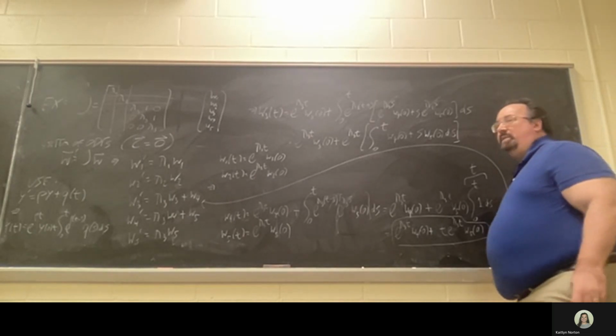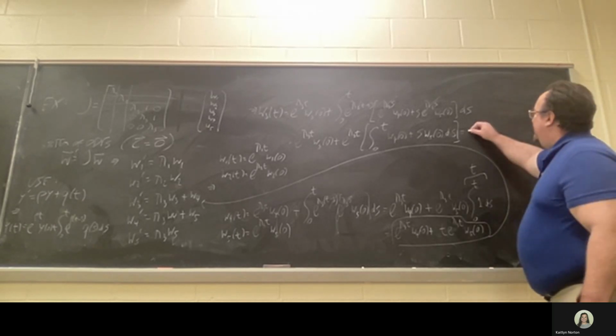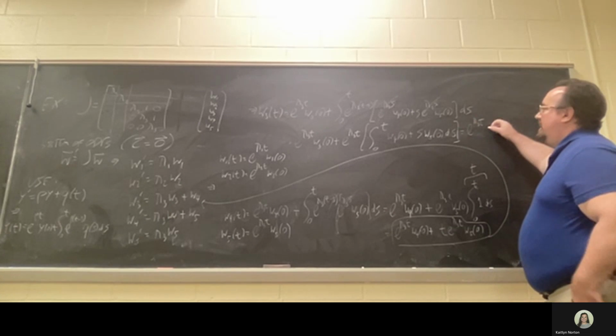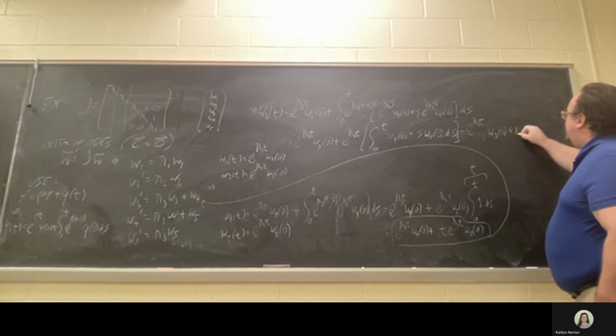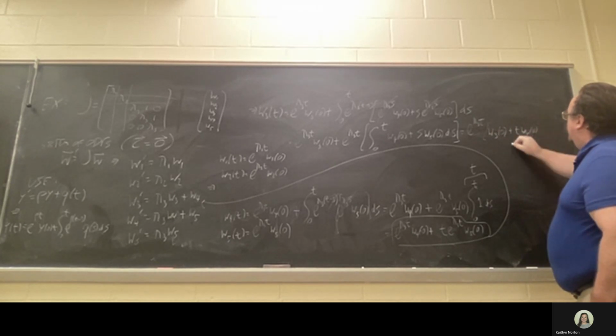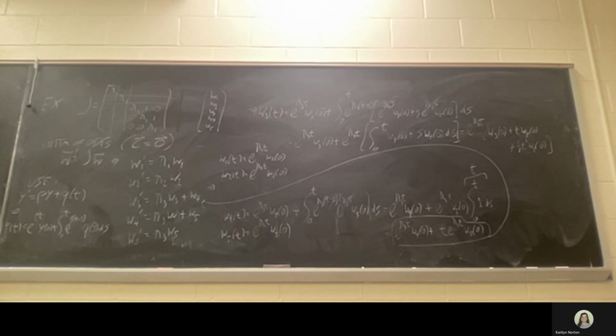So now when we integrate with respect to s, we're going to get a t, it's going to be w4 times t, and then plus s squared over 2. So now we have e to the lambda 3t, which I'll factor out because it's in every term: w3 of 0 plus t w4 of 0 plus one half t squared w5 of 0. And we're done. We've solved for everything now.